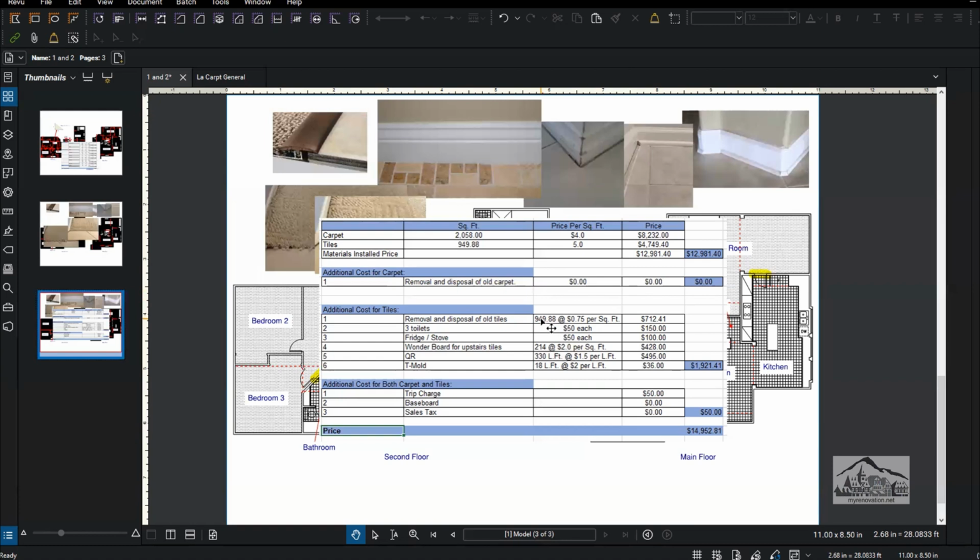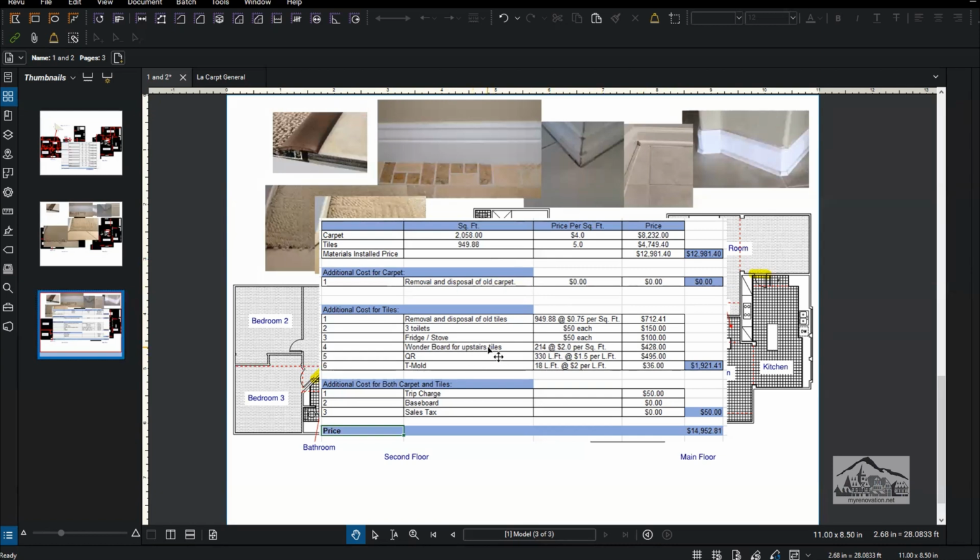So this is how many square feet. Usually it's about 75 cents. Some people charge less, and some people charge more, but this is the cost. And then we said that we have 3 toilets at $50 each, that's $150. We have fridge and stove, we remove them and put them back, $50 each, $100.